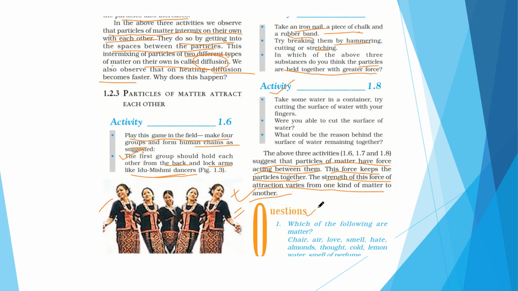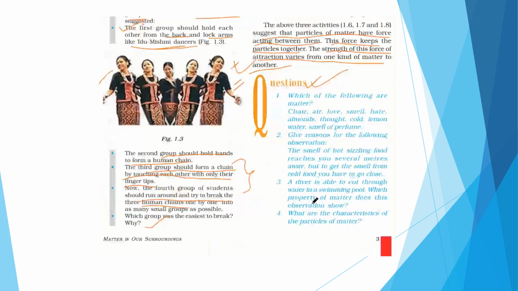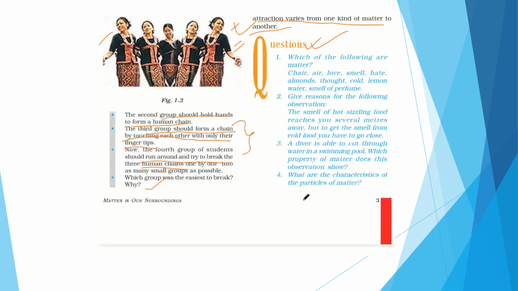And now we can see that several questions are there. So please try to answer these questions. If you are not getting these questions, write in my comment box. I'll answer you in the next class. So what are the questions? Which of the following are matter: chair, air, love, smell, hate, almonds, thought, cold, lemon, water, smell of perfume?